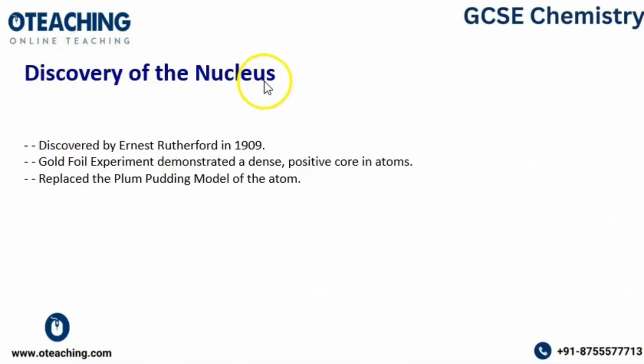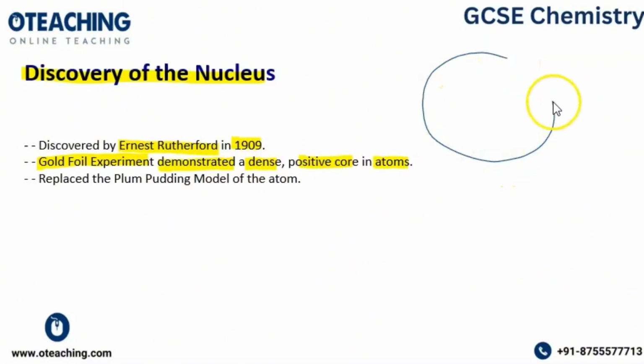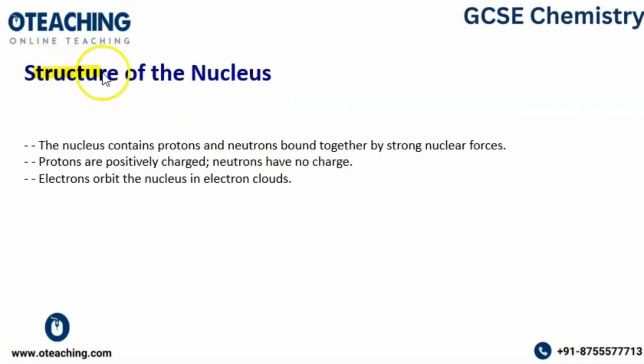Now, how was the nucleus discovered? It was discovered by Ernest Rutherford in the year 1909 when he performed Rutherford's gold foil experiment with his students. The gold foil experiment demonstrated a dense positive core in the atoms. Why is it positive? Because protons are present inside the nucleus. This model replaced the plum pudding model of the atom, which was given by J.J. Thomson.